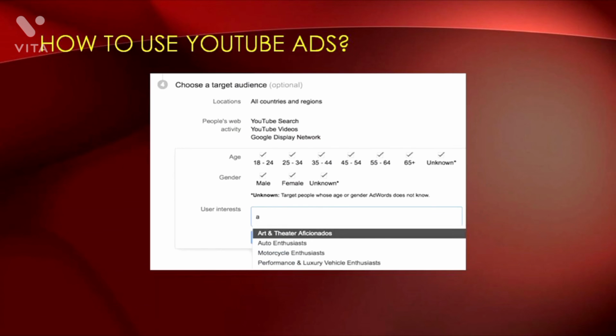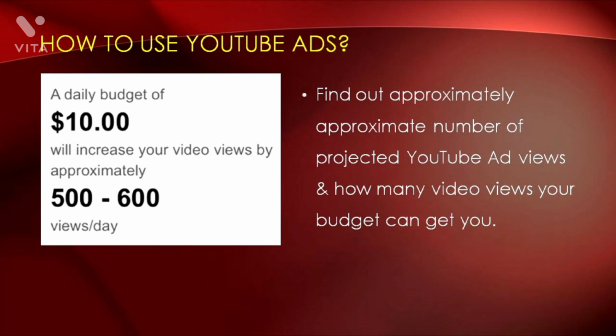Next, you can choose a target audience if you want your ad to be displayed to specific targeted audiences. As you can see, the targeting criteria includes age, gender, web activity, and user interests. As you create your YouTube ad, you can find a small tab on the right side of your page. This is where you can see approximately how many video views that the budget you set will bring to you.